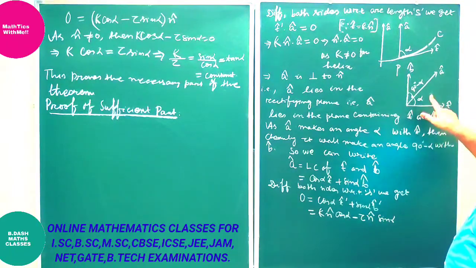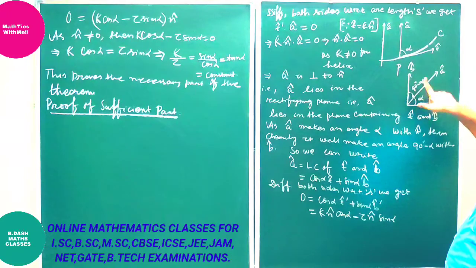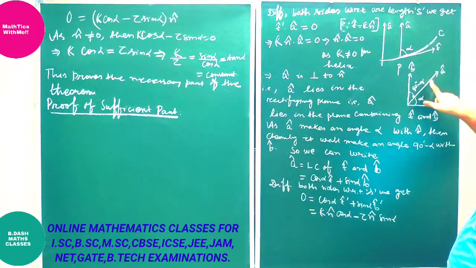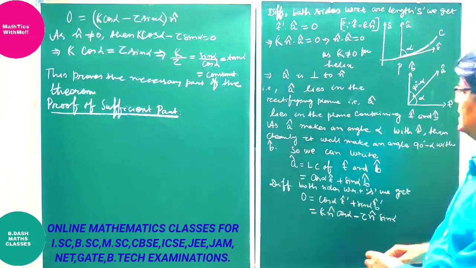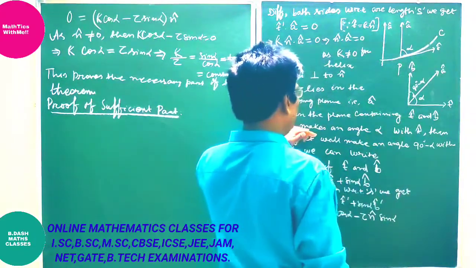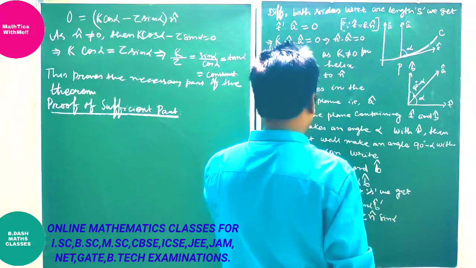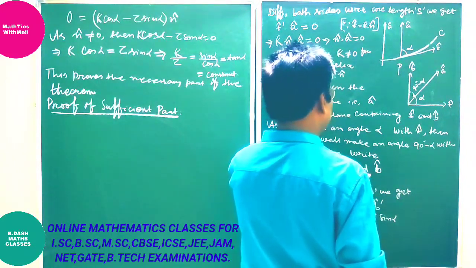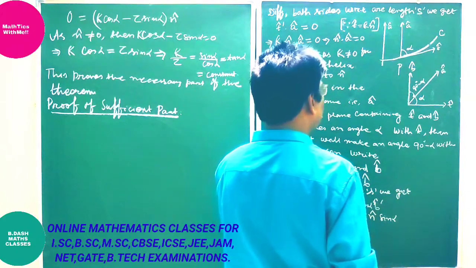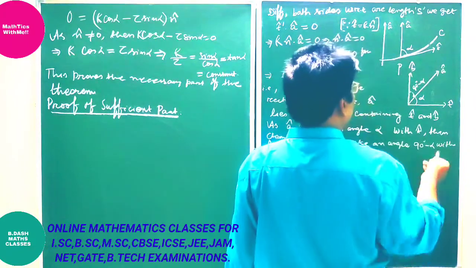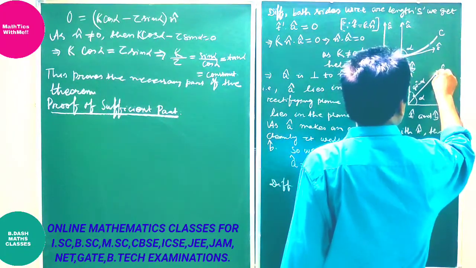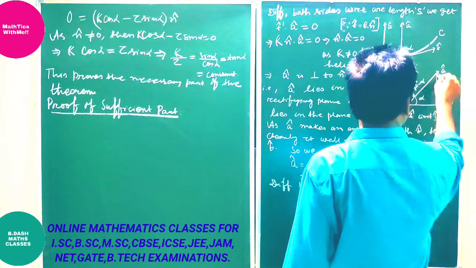So here alpha is the angle made by A cap with T cap, and 90 minus alpha is the angle which is made by A cap with B cap. Now clearly A cap can be expressed as a linear combination of T cap and B cap. So we can write cos alpha T cap plus sin alpha B cap. So this is the length. Suppose unit length is this.